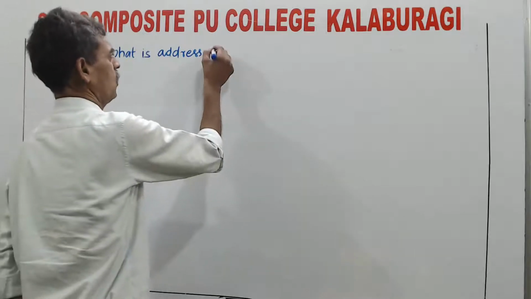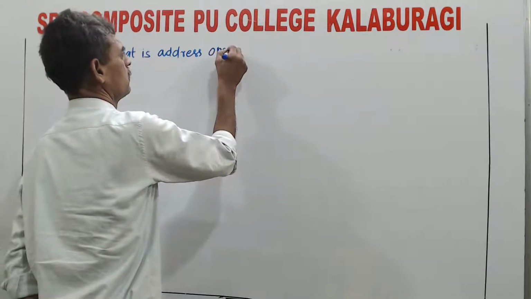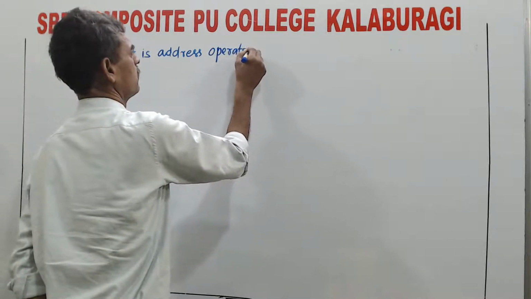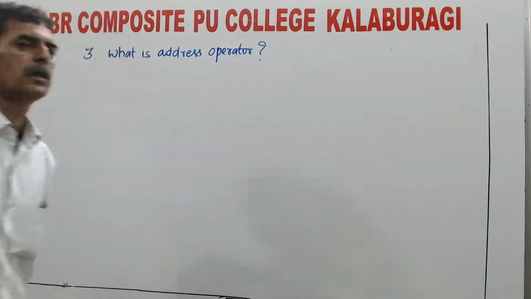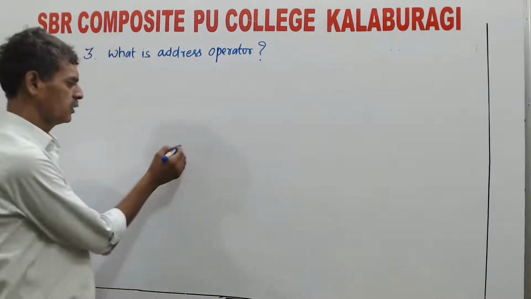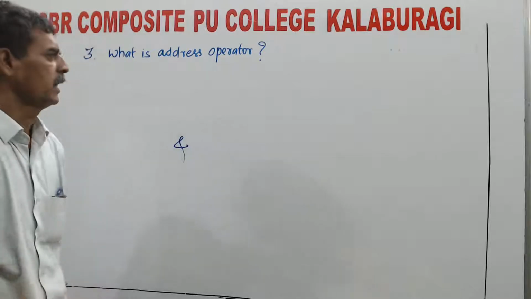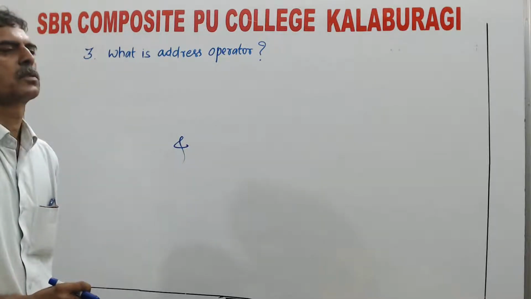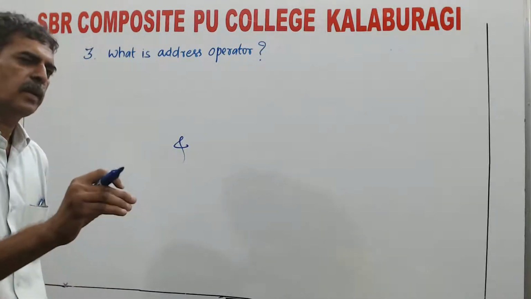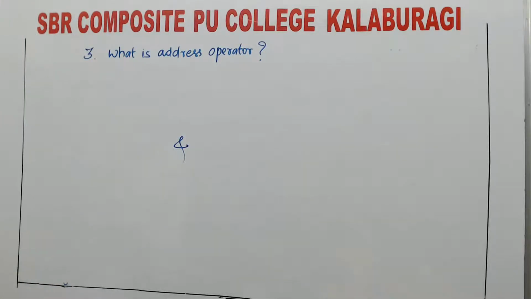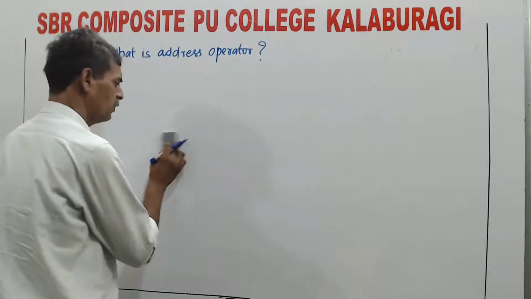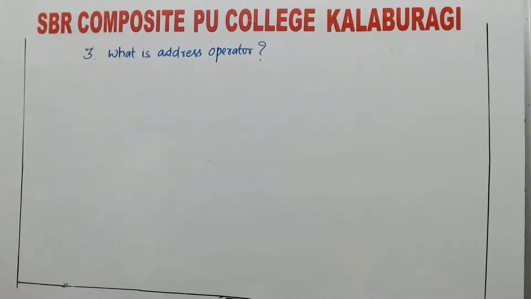What is address operator? Okay. Now ampersand is called address operator. It returns the address of its operand. Address operator gives the address of its operand.